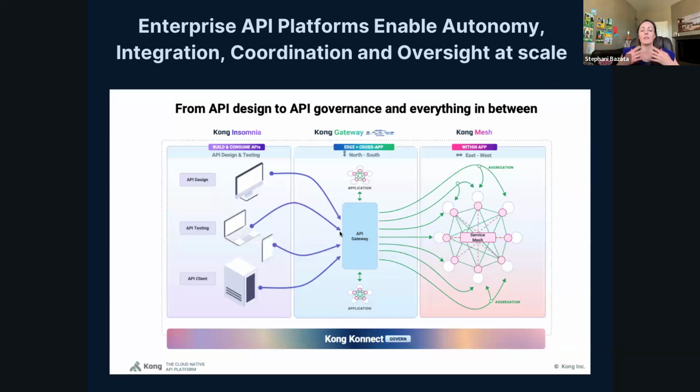So if I look at this picture of the Kong ecosystem in particular, the thing that I really like about it is it sort of in one picture sums up most of the things we've been talking about in a way that has provided consistency, provided a single platform, and solved for most of those constraints. It can enable autonomy, integration, that coordination and oversight at scale for that API backbone.